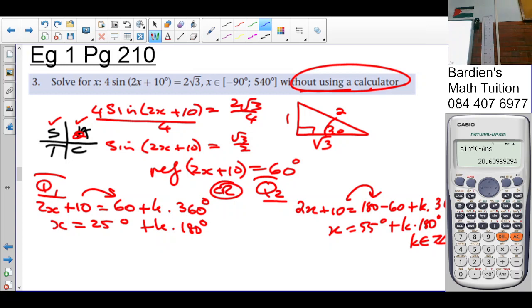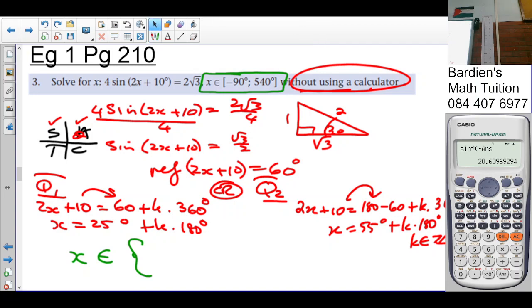Hang on. There's a restricted domain here. If it was a general solution, I would stop here. For a restricted domain, I have to list x is an element of. So we start off with k is 0. You put in the calculator 25 plus 0 times 180. That's 25. Which is inside or outside?